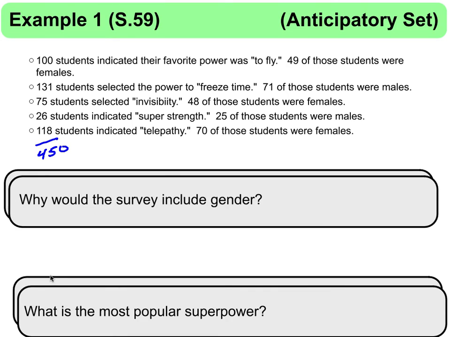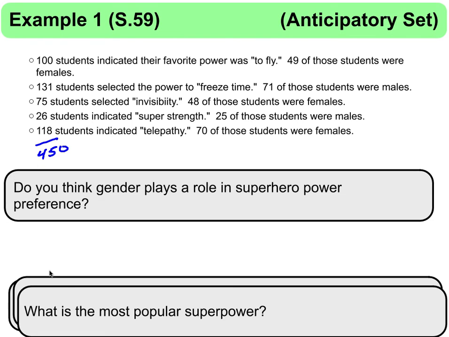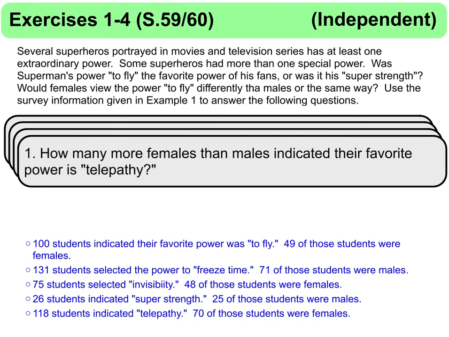Would the survey include gender? Because this would give the opportunity to investigate whether there is a difference in the selection of superhero power between males versus females, because it could conclude that females like one superhero power better, and males may like another superhero power as their preference. And then the question comes up: do you think gender plays a role in superhero power as a preference for the students? Answers will vary. There's not a right or wrong answer here, but this is just to get the students thinking about this particular data and what they feel some of the results may start to describe or include.